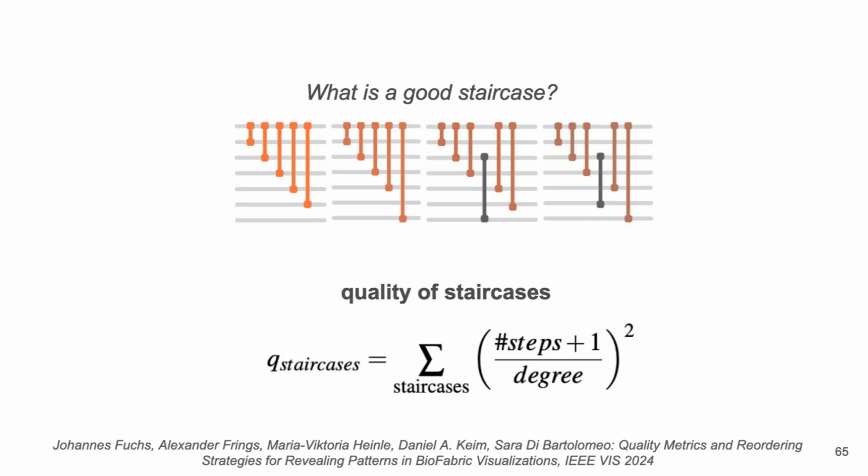So if a staircase has as many steps as the degree of the node, to me, that's a really good staircase already. And then I also had another component to avoid skipping a step, but that is less important at the moment. Let's focus on this: I want the staircases to be compressed and all together.